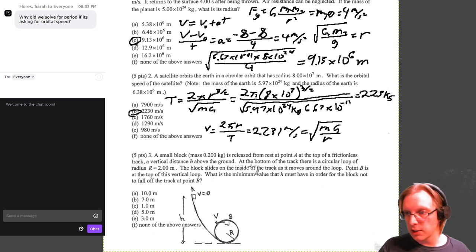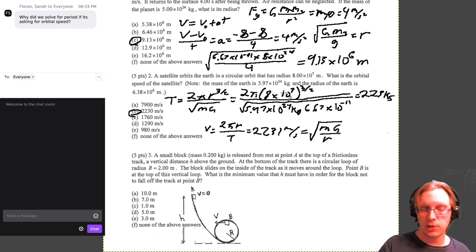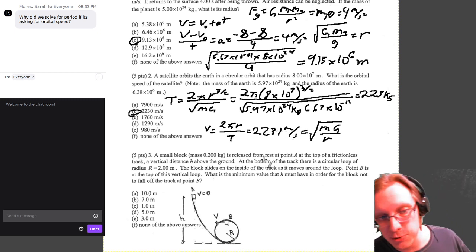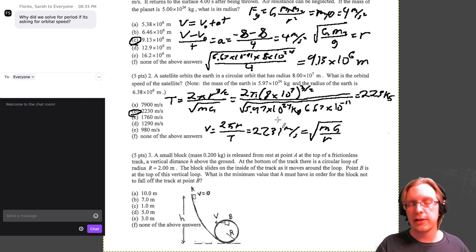At the bottom of the track, there's a circular loop, radius 2 meters. Block slides on the inside of the track as it moves around the loop. Point B here is the top of the vertical track, 4 meters above the ground. What is the minimum value h must be in order for the block not to fall off the top of the track at point B at this point here? I don't know how good of a multiple choice question this is. You got a lot of parts here, bud.